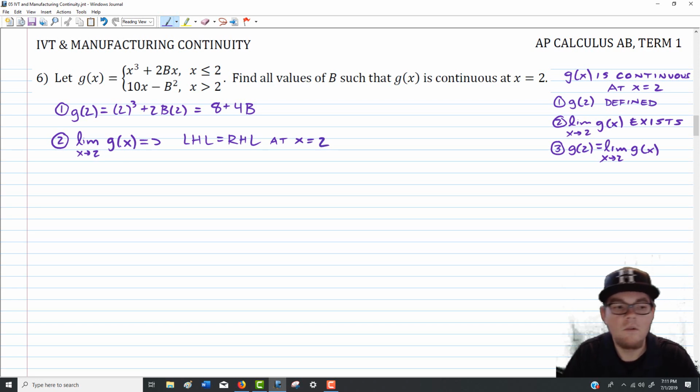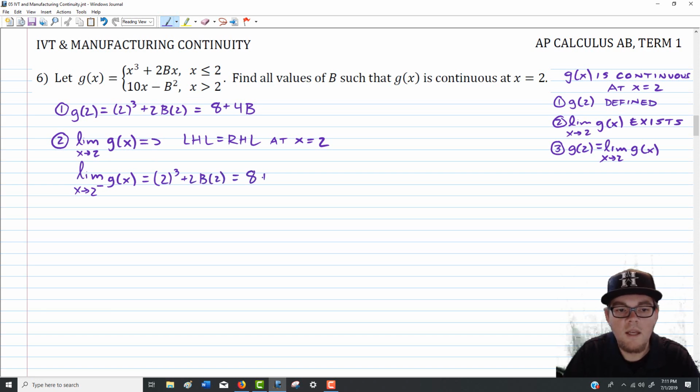So given that, we need to check the two one-sided limits. We'll first evaluate the limit as x approaches 2 from the left side of g of x. That's going to be familiar. It's what we get when we plug into the first portion. I probably shouldn't even bother writing this because we already did, but we're going to get 8 plus 4b. Again, not very helpful yet, but patience.